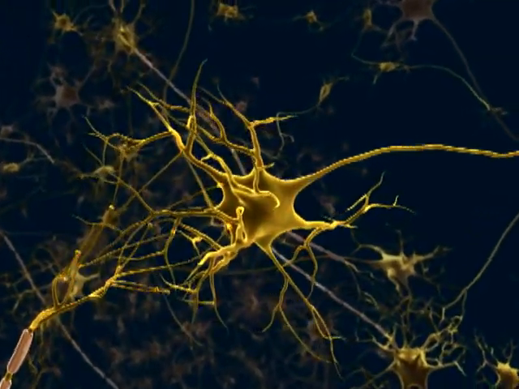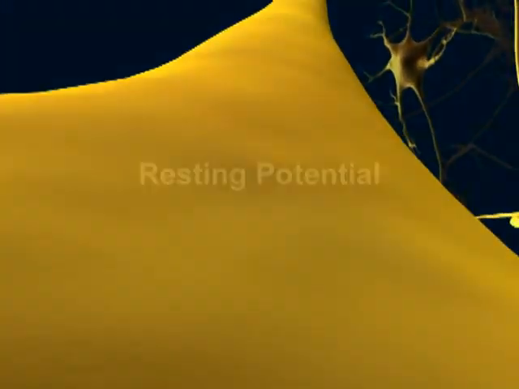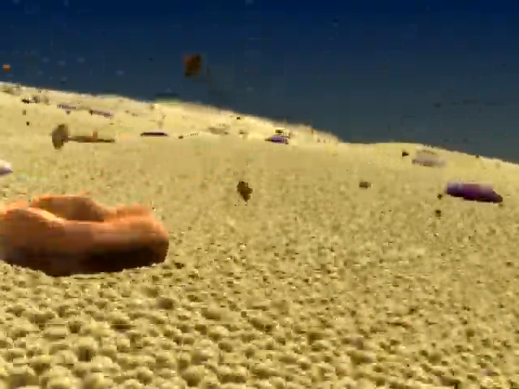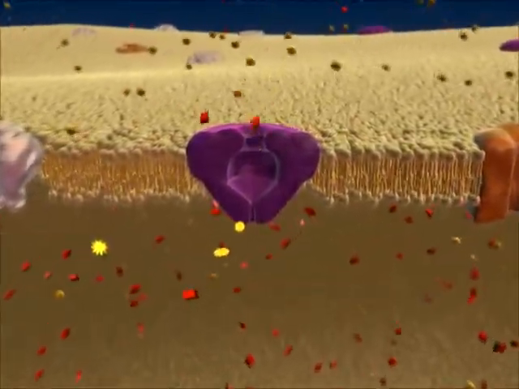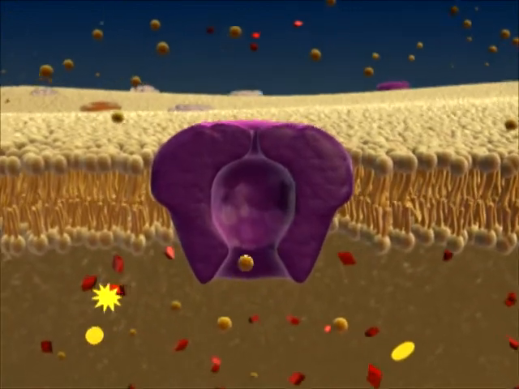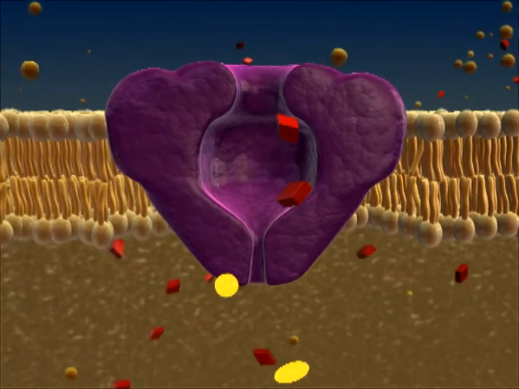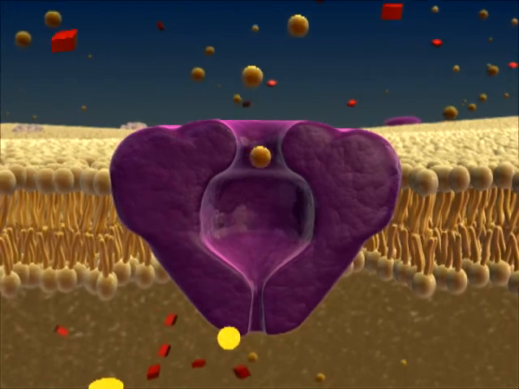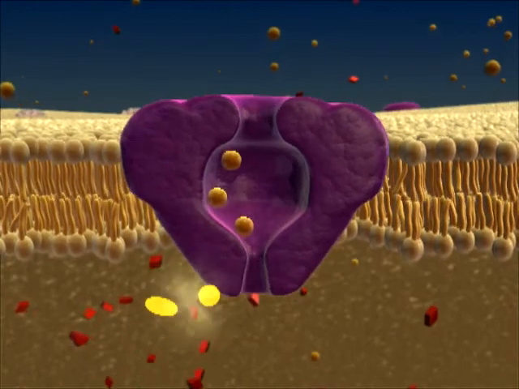Let's take a closer look at the plasma membrane of an axon. Even without an action potential, the axon is a busy place with many ions moving across its membrane. Much of this ion movement is driven by the sodium-potassium pump. Using energy from ATP, sodium-potassium pumps actively transport sodium ions out of the cell and potassium ions in, creating an uneven distribution of charge across the membrane.